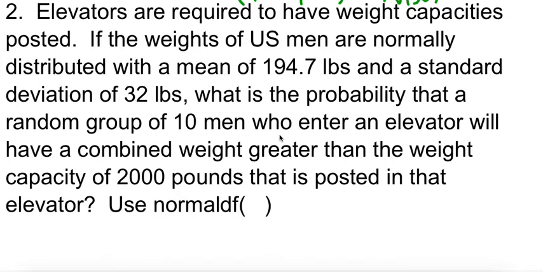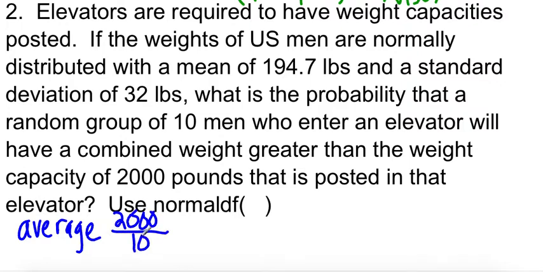Now, this problem is talking about combined, and we need to think about means because that's what the central limit theorem does. So if we have a combined weight of 2,000 pounds for the 10 men, that means we need each of their average weights. We need to take 2,000 divided by our 10 men. Okay. So what we really want to know is what's the probability that our average weight for these 10 men is 200 pounds. Because if the average weight for the 10 men is 200 pounds, they're going to exceed the weight limit. So that's where we're heading here.